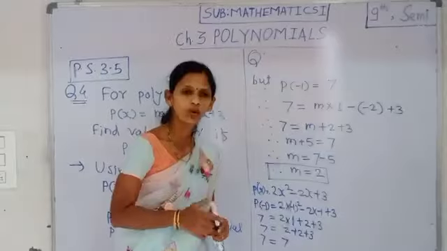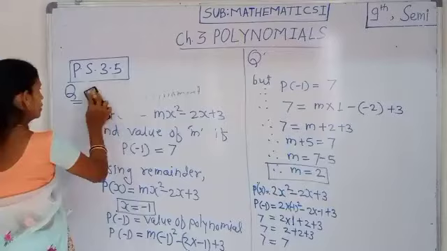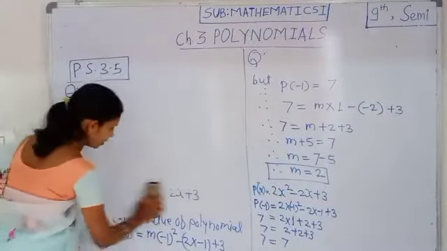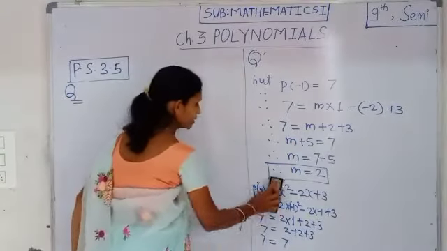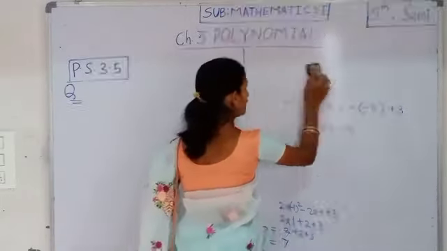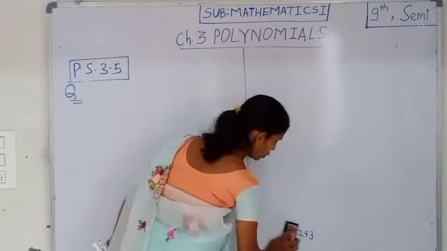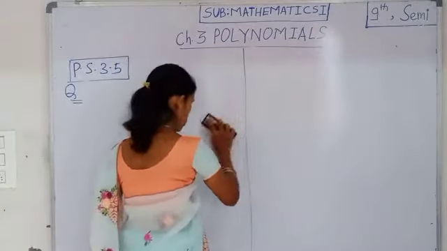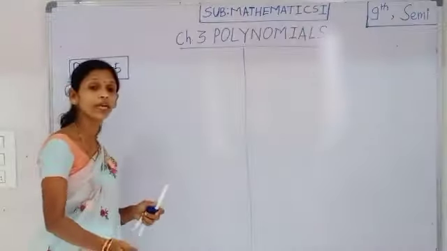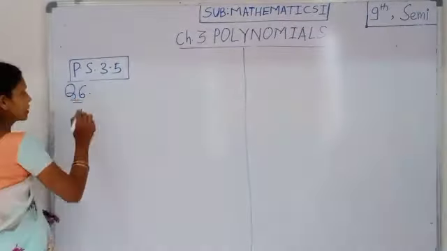Then we will solve a few more examples from practice set 3.5. All of you studied the remainder theorem as well as the factor theorem. And when the remainder of division of polynomials is 0, then that divisor is a factor of that given dividend. We have to solve question number 6.